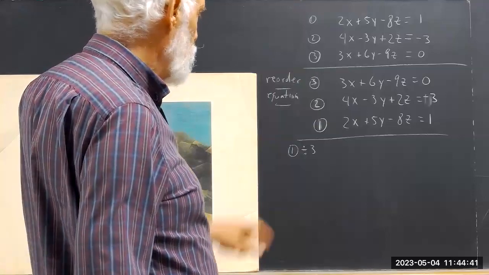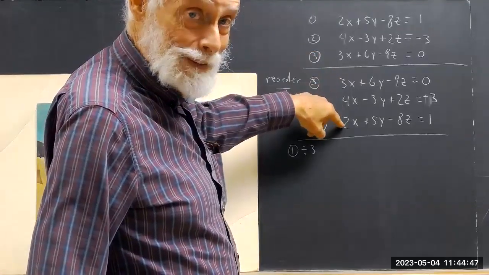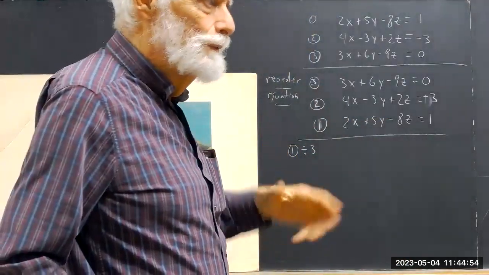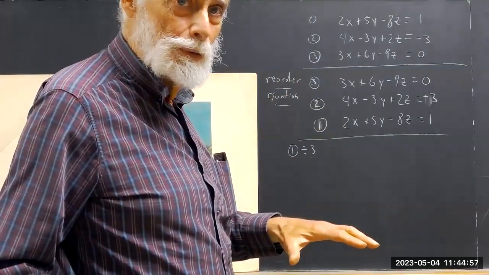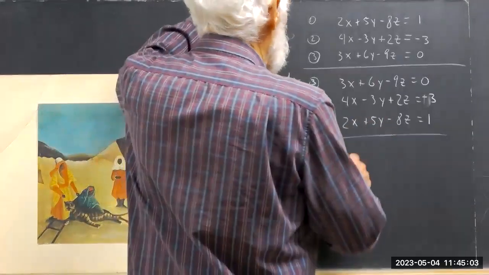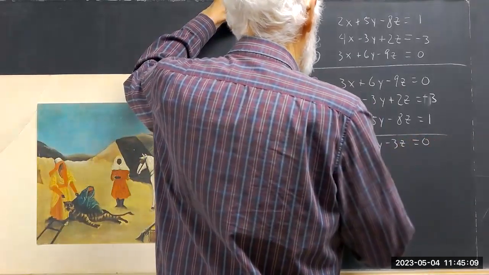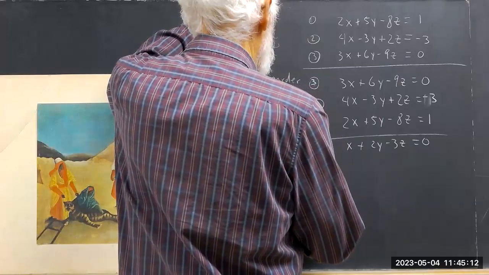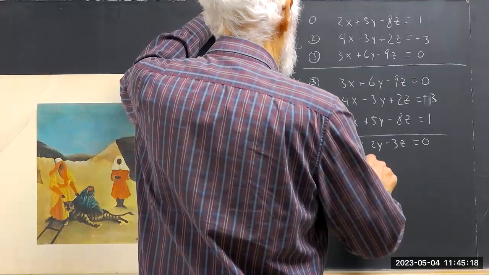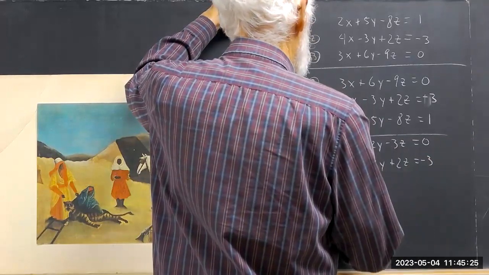Now I divide equation 1 by 3. Equation 1 is not this equation, it's this equation, because it's the first equation in the previous step. Okay, we divide this by 3, we get x plus 2y minus 3 is 0. Then equations 2 and 3, there's no advantage to multiplying or dividing any of these equations.